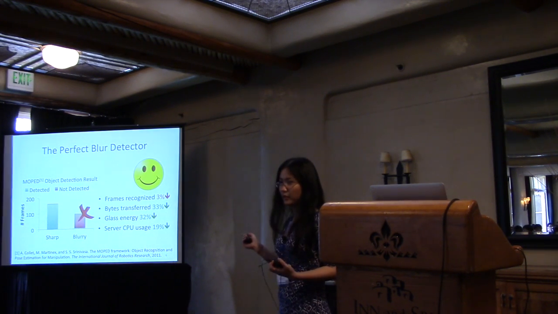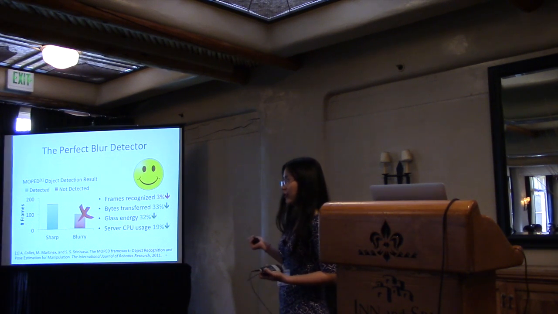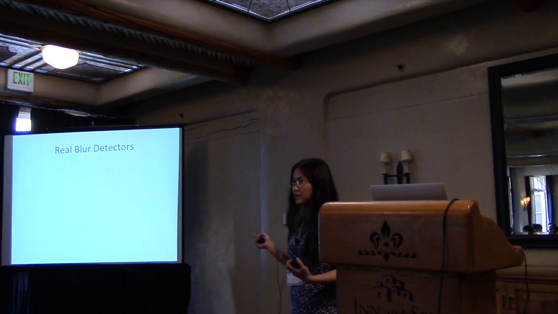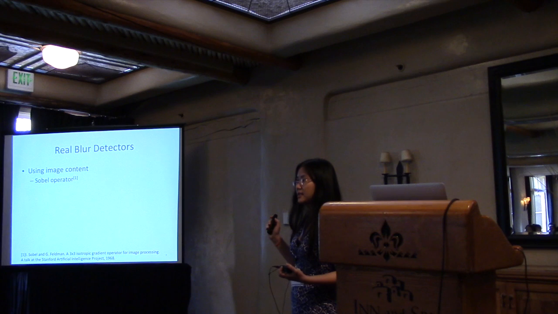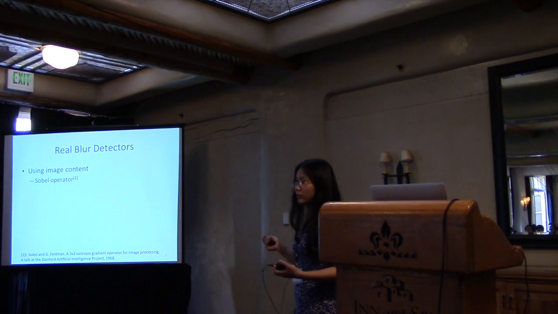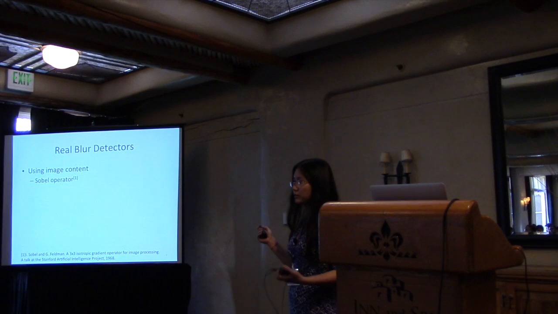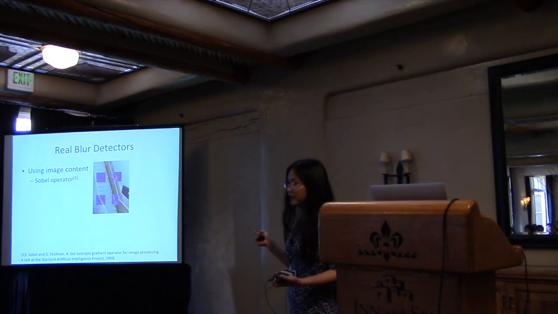So it seems like the perfect blur detector is giving us all the benefits we want with only little loss of accuracy. Then how do we build a real blur detector to get similar performance? The first idea is to look at the image itself. Blur detection is well studied in image processing, and there are a couple of ways to do it. We choose a method called the Sobel operator as it's relatively lightweight. The main idea of the Sobel operator is to detect edges in the picture.